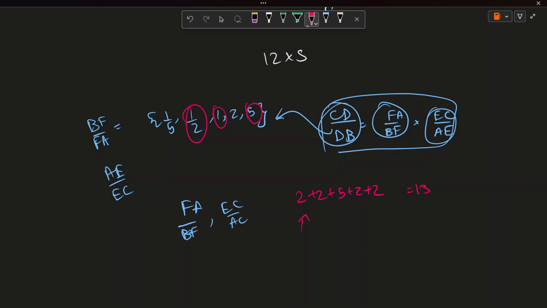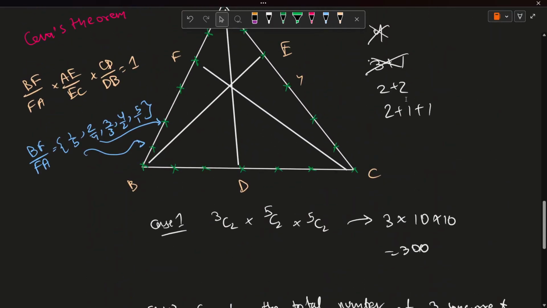So 2 cases plus 2 cases. 1 we can multiply with any of the 5 elements, so a total of 5 cases. And 2 we can multiply with either 1 by 2 or 1. And 5 we can multiply with either 1 by 5 or 1. So this is the total sum of the number of cases we get, and this comes out to be 13. So in total there are 13 ways to get concurrent lines.